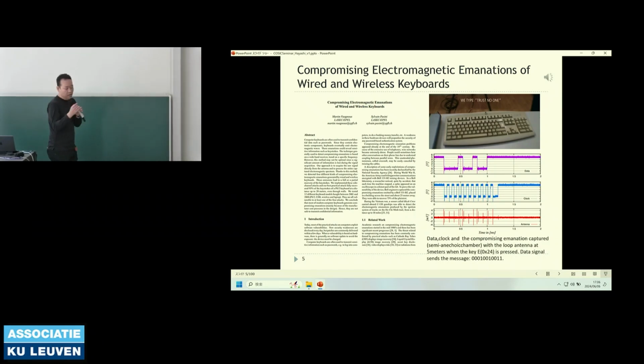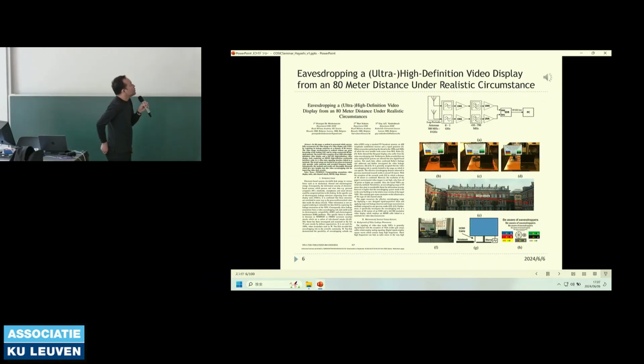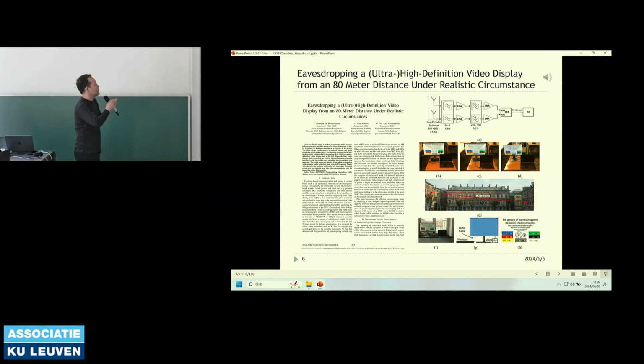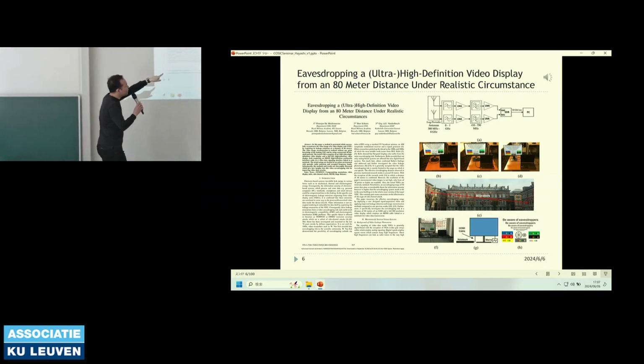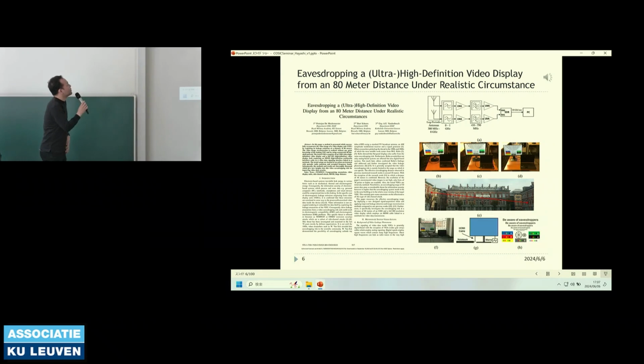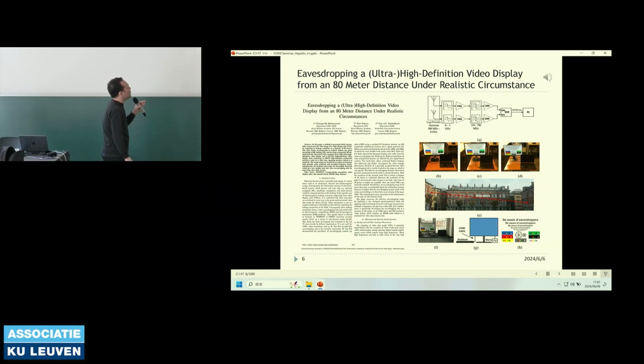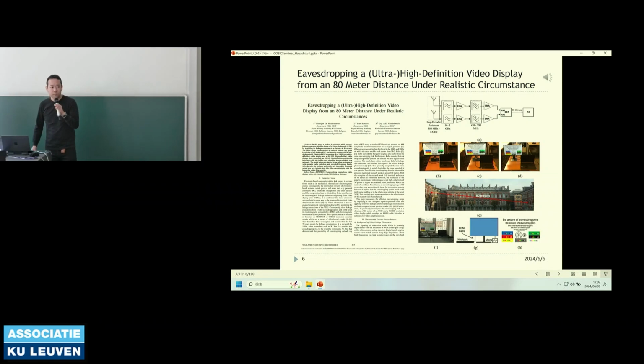They observed the EM waves. This paper also focused on the EM measurement distance. Probably you know this building, K. Rubin. This is also a past PhD student at the K. Rubin. He showed the attack limitation of tempest. In this paper, the target is a display. The attack distance is 80 meters.